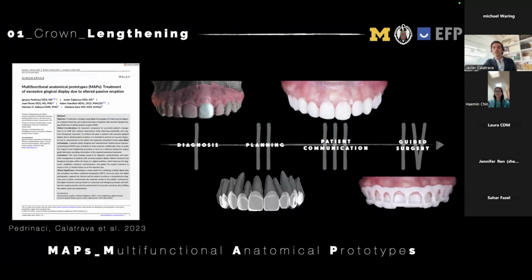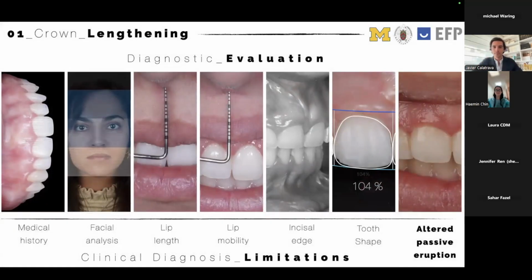And Dr. Chin asked me to showcase a case in detail, each step from beginning to end. And this is what we're going to do with this case that we added to this presentation. We're going to see how with digital tools, we can improve the diagnosis, the treatment planning, the patient communication phase that nobody speaks about, and also the surgical phase of aesthetic crown lengthening.